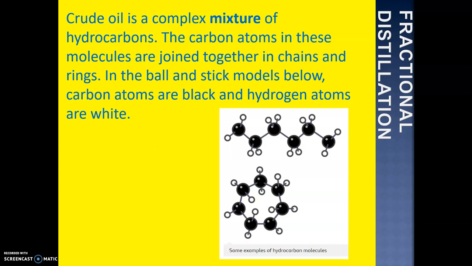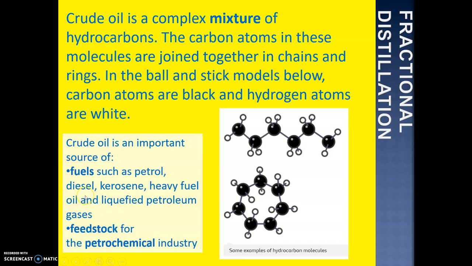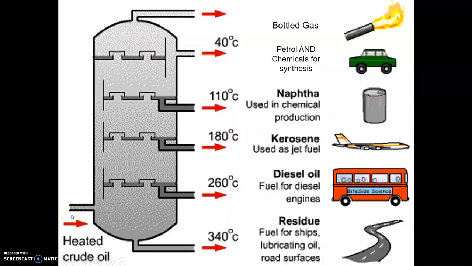So we separate it out and it's used for fuels, such as petrol and diesel for cars, vans and buses and so forth, kerosene for airplanes, heavy fuel oil, and liquefied petroleum gases. Also, it's used for feedstock for the petrochemical industry and for plastics. So all the plastic bags, all the plastics that surround the food and encase food are made from crude oil. And this is the process we're going to find out next.